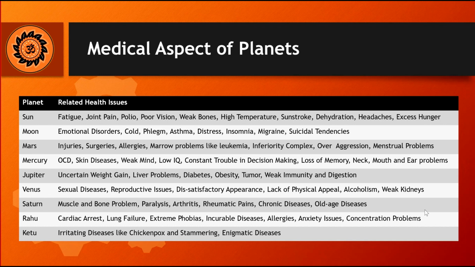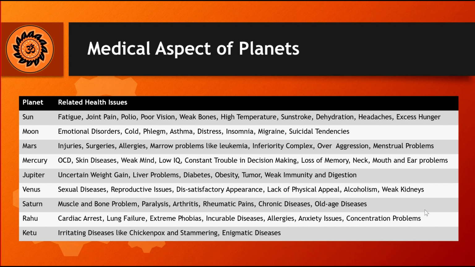Weak bones, high temperature. So if somebody has febrile seizures, or very high fever, a tendency of getting fevers which most generally shoot to 103, 104 degrees, you will see their Sun is impacting their overall personality a lot. So they will have very high temperatures. Sunstroke, dehydration because of excessive heat, headaches, and excessive hunger.